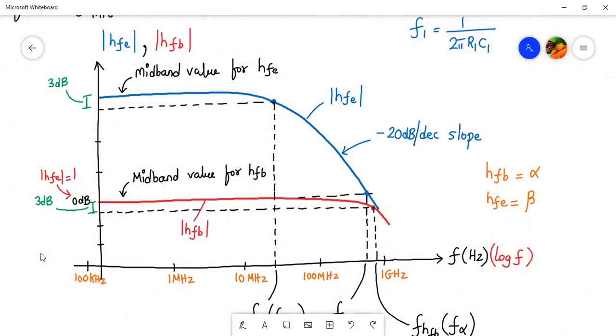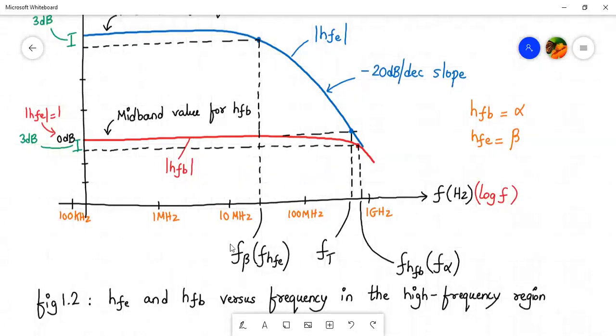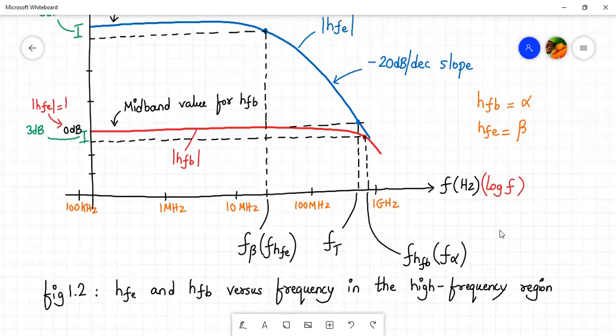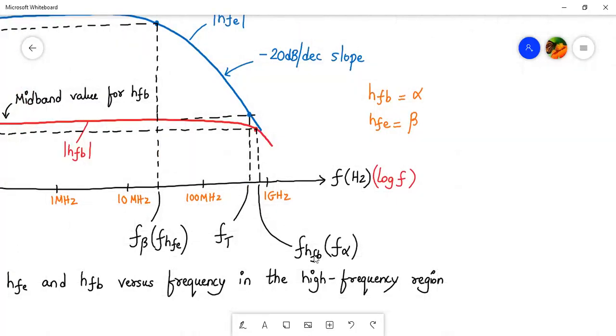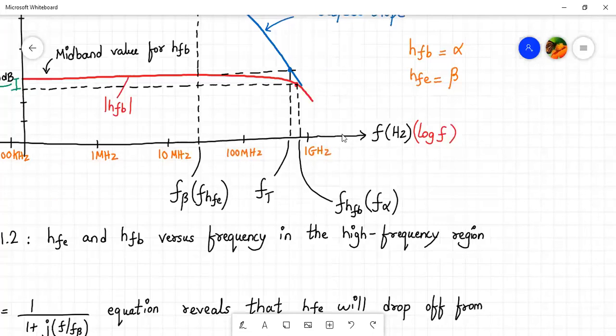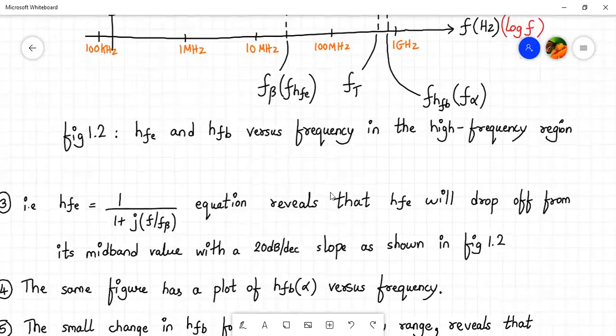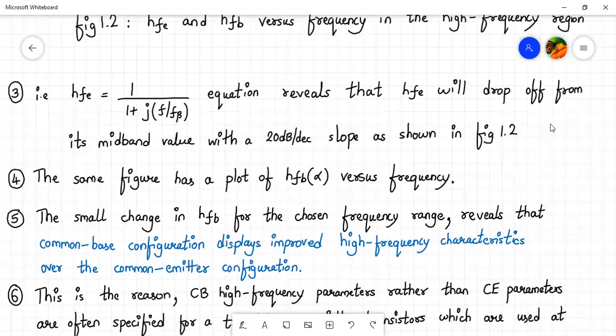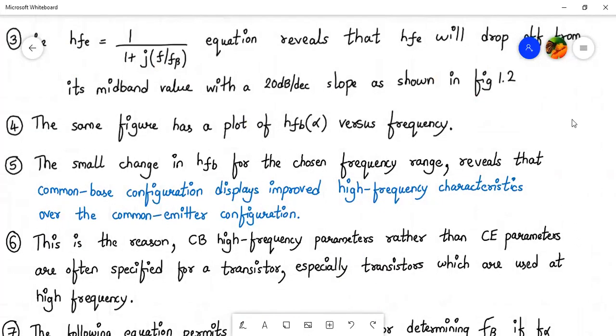Over here, we saw the behavior of the current gain for both the common emitter and the common base configuration. Now, there are three important things to note: the beta cutoff frequency F beta, FT, which is the unity gain bandwidth, and F alpha or F of HFB. Remember that F of HFB, or F alpha, is greater than FT, and FT is greater than F beta. Always remember that. Its description is given below, and we have already discussed that. Only one point was left out.